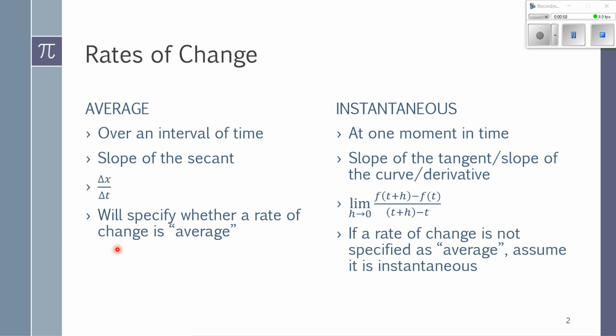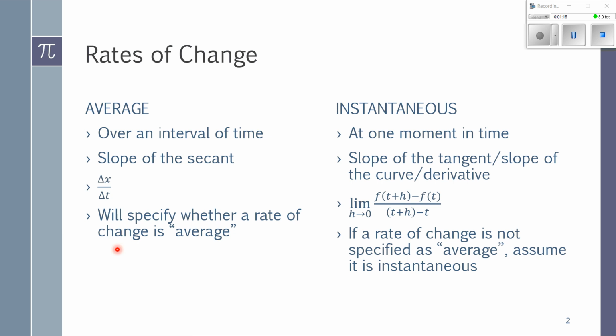If we are going to be dealing with average rates of change, it will specify using the word average. That will get complicated a little bit once we learn how to find the average values of functions. There's a slightly different meaning there, but when we get to average value of functions, we'll deal with that then. But if we're talking about an average rate of change, they will say average.